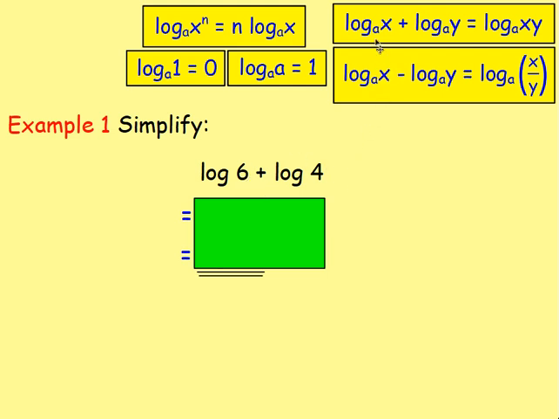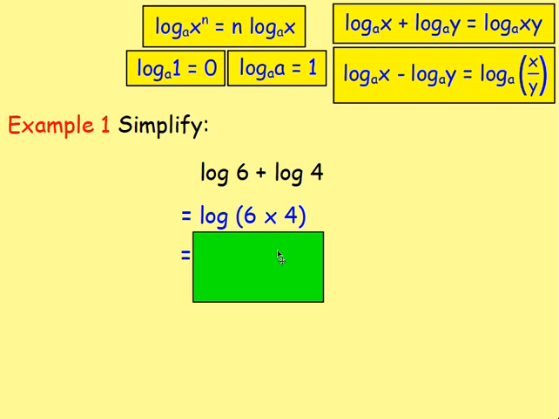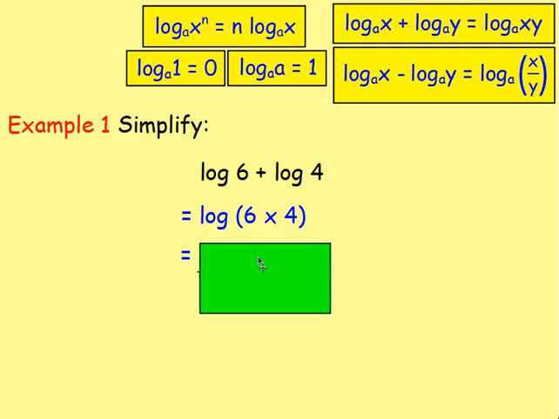Well, using your log rules here, we have log base a of x plus log base a of y. If the base is the same, which it is here, there's no base, then you would take the x and the y and multiply them together. So take the 6 and the 4 and multiply them together. So you'd have log base whatever of 6 times 4, which will give you log 24.